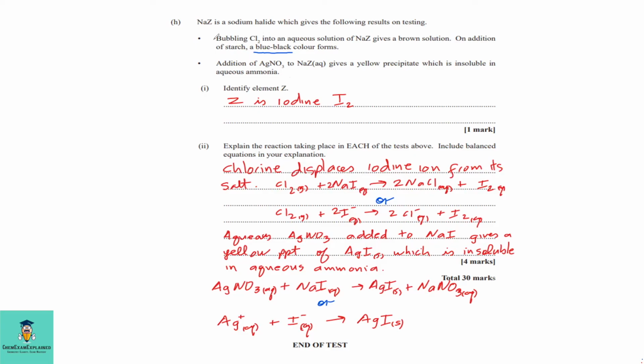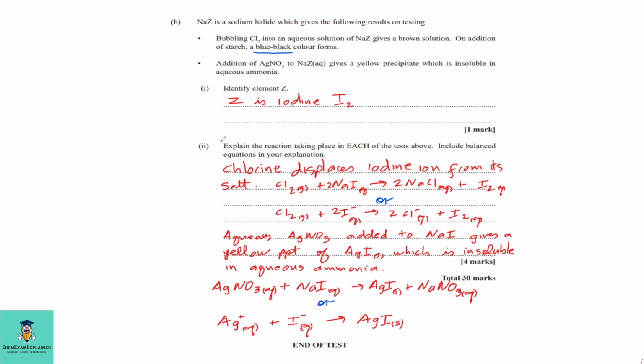Now, if you look at the first observation, chlorine is above Z in group 7. That is why it is able to displace it. So chlorine being a stronger oxidizing agent than Z, which represents iodine in this case, it will displace it, and the iodide ion, which was in the salt, now forms iodine solution. It is a brown solution. Now, to confirm that it is iodine, the starch is added, which gives a blue-black color. And that confirms that the element Z is iodine.